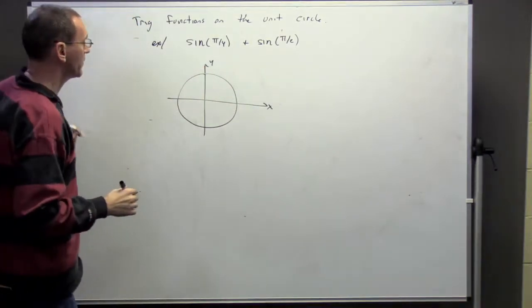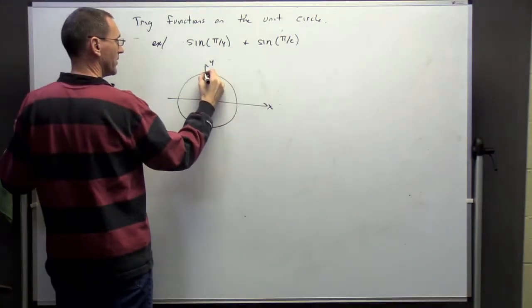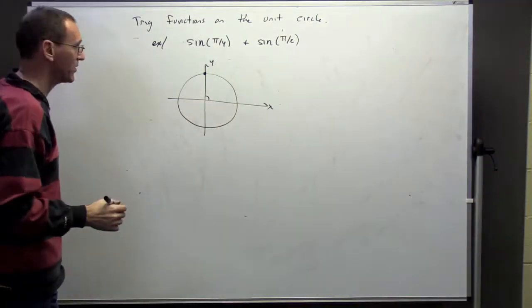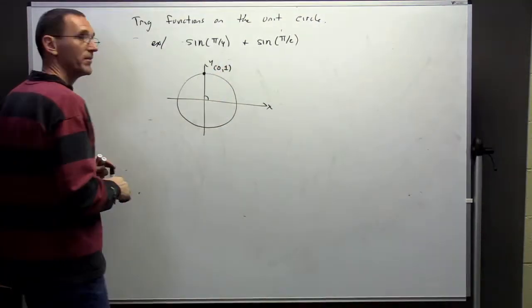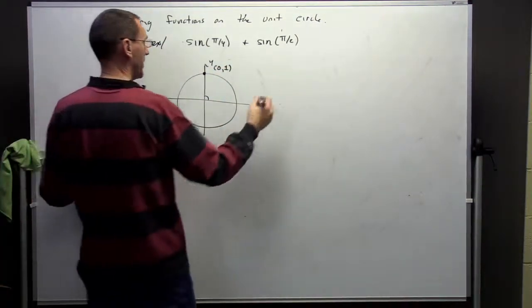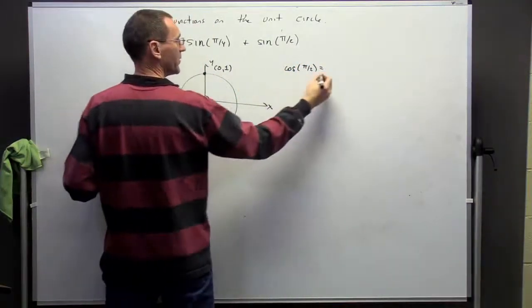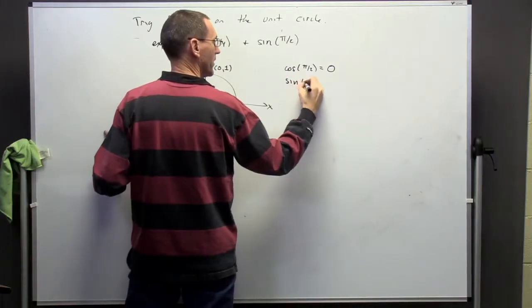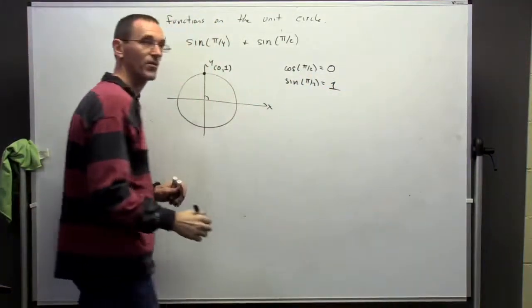Okay, so pi over 2 is 1/4 of the way around. So it's going to be that point. And if I have the unit circle, this is going to be x equals 0 and y equals 1. So I immediately get that cosine of pi over 2 is the x value, which is 0, and the sine of pi over 2 is the y value, which is just 1.